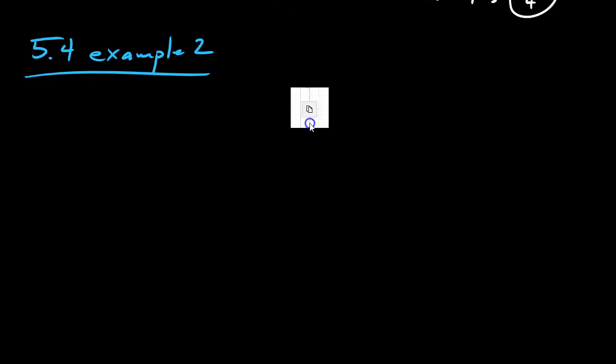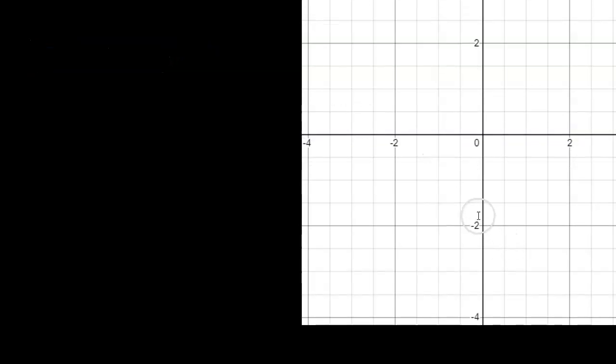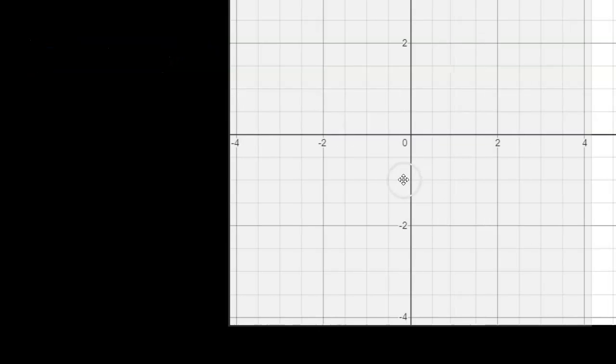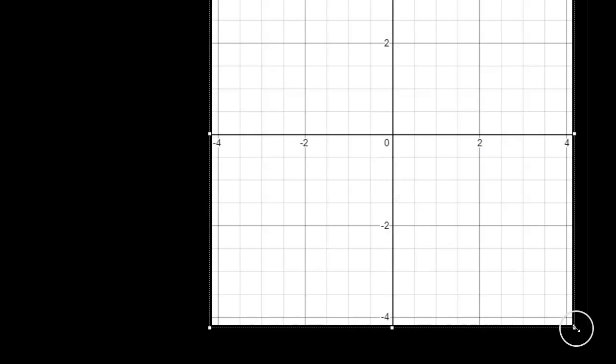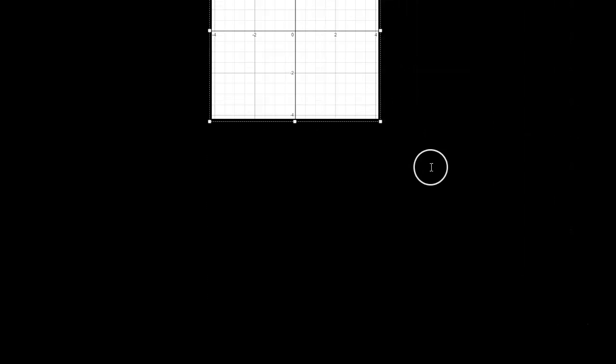Okay, so 5.4 example 2 is going to be from a picture, which awfully kind of feels like, whoa, that was way bigger than it was supposed to be. Wow. Let's make that a lot smaller.